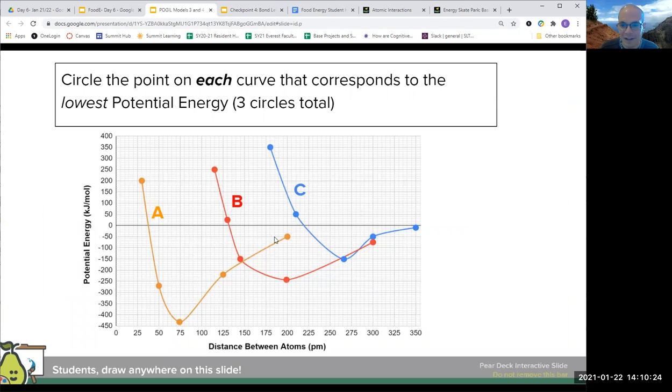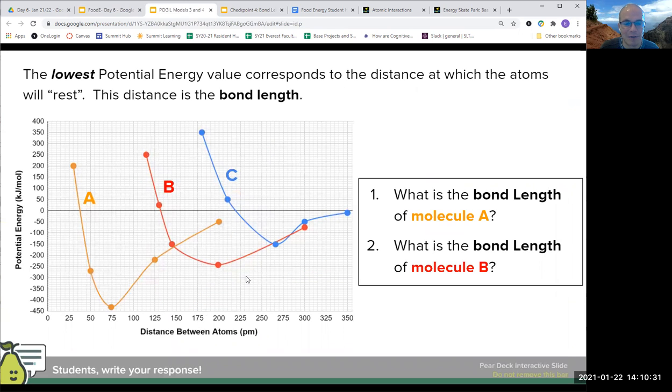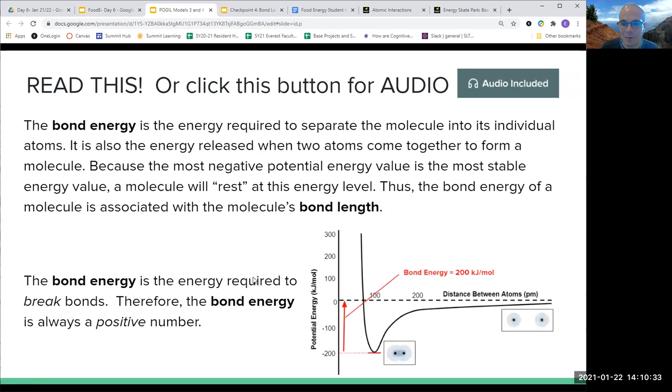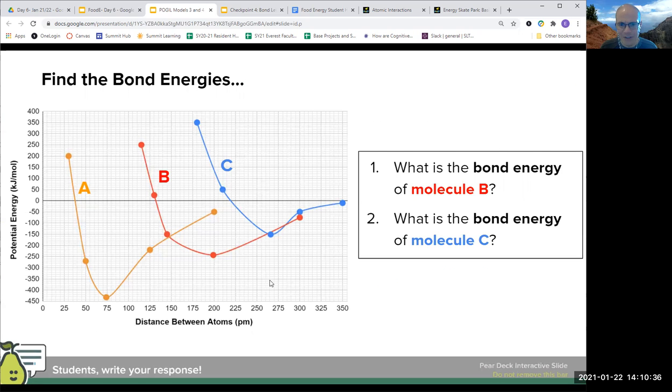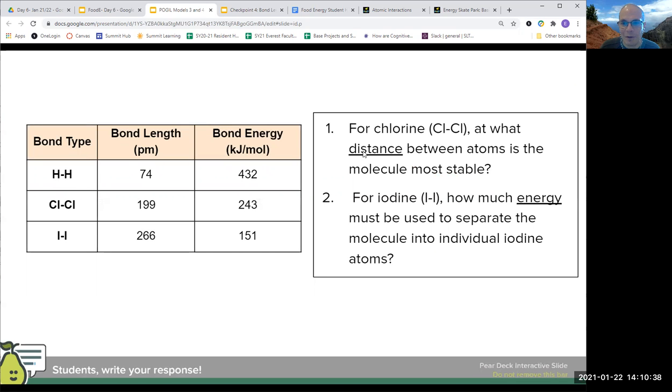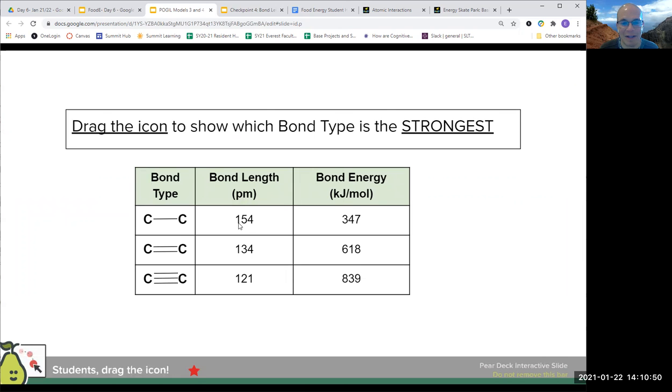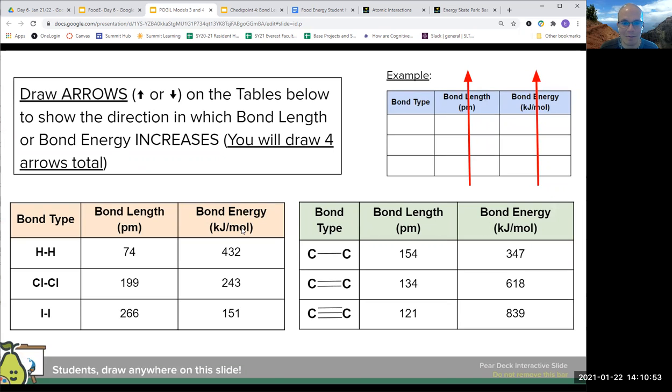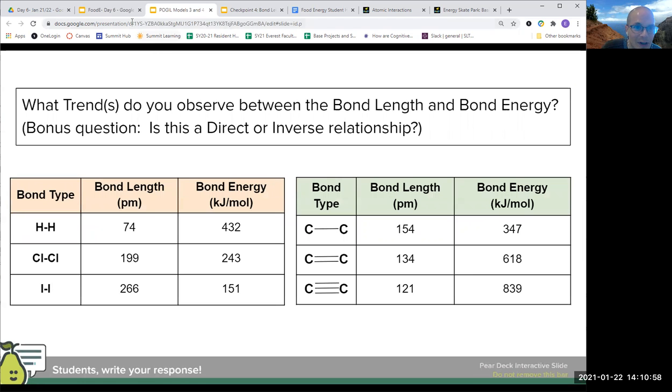The rest of this POGIL gave you practice in determining the bond lengths and bond energies for different molecules, and making sure that you understand how this relates to the distance between atoms and the energy necessary in order to separate these atoms. One is a way of talking about the bond length, one is another way of talking about the bond energy, and then finding trends between bond length and bond energy. So that's what the POGIL covered.